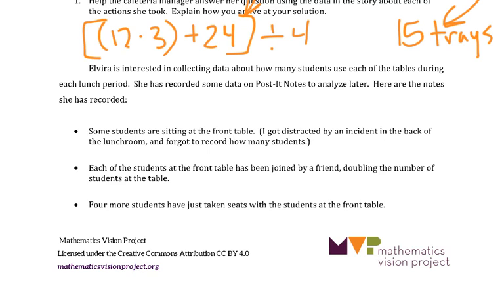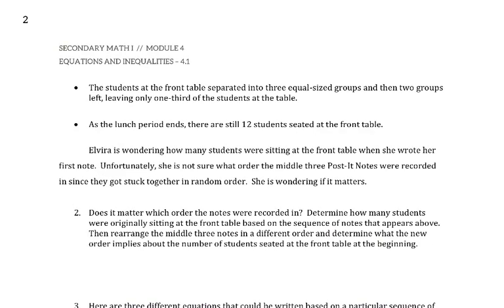Each of the students at the front table has been joined by a friend, doubling the number of students at the table. 4 more students have just taken seats with the students at the front table. Then the students at the front table separated into 3 equal-sized groups, and then 2 groups left, leaving only 1/3 of the students at the table. As the lunch period ends, there are 12 students seated at the front table. Elvira is wondering how many students were sitting at the front table when she wrote her first note.